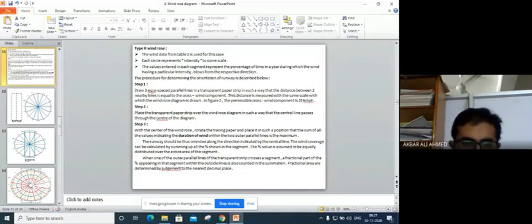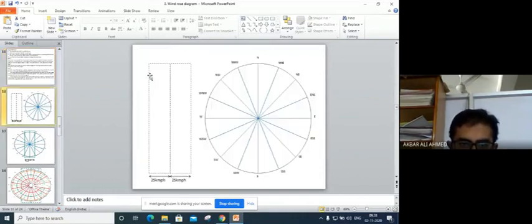Step 1. Draw 3 equispaced parallel lines on a transparent strip in such a way that the distance between two nearby lines is equal to the crosswind component. The distance is measured with the same scale with which the windrose diagram is drawn. So in figure 2, the permissible crosswind component is 25 km per hour. So this is the first step. You draw 3 vertical lines here, and the distance between two nearby vertical lines is 25 km per hour, which is nothing but your crosswind component. This is the first step.